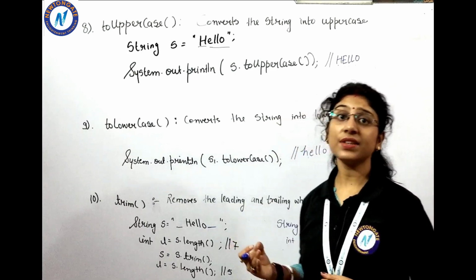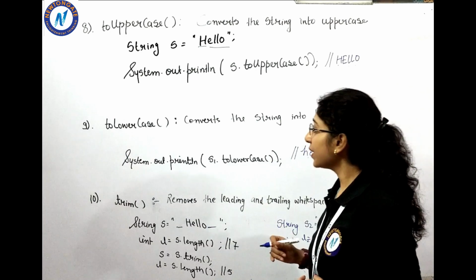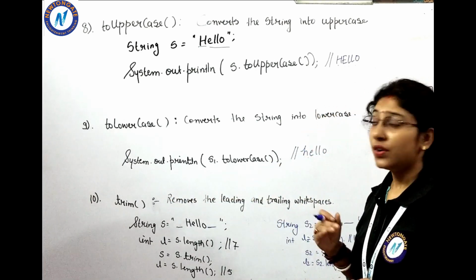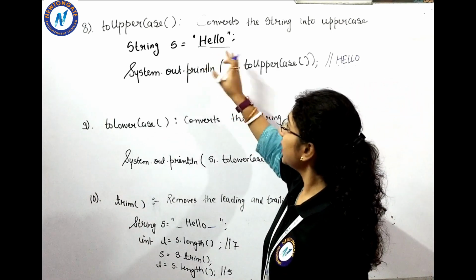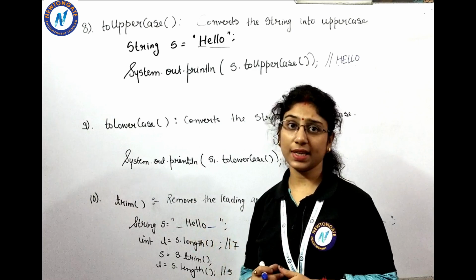Now the next one is the toLowerCase function, which is just the opposite of toUpperCase. It converts a string into lowercase, or we can say small letters. So here you can see System.out.println(s1.toLowerCase()). It will convert each and every character into small letters. I hope these two functions are clear.